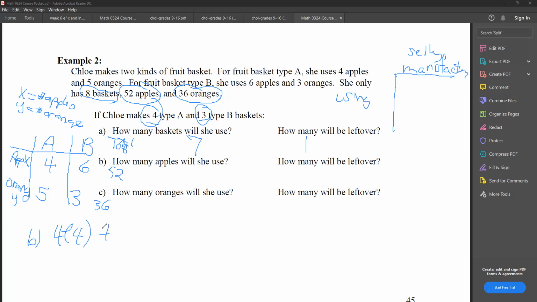And for type B, I'm going to use 6 apples, sorry, I'm using my chart, 6 apples, and I'm going to make 3 type B. So 6 times 3, that would be the total number of apples. So 4 for each type A and 6 for each type B. I'm going to get 16 plus 18 apples, and I need a calculator, I guess. 16 plus 18, she's going to use 34 apples. How many will be left over? So I do 52 minus 34. I get 18.